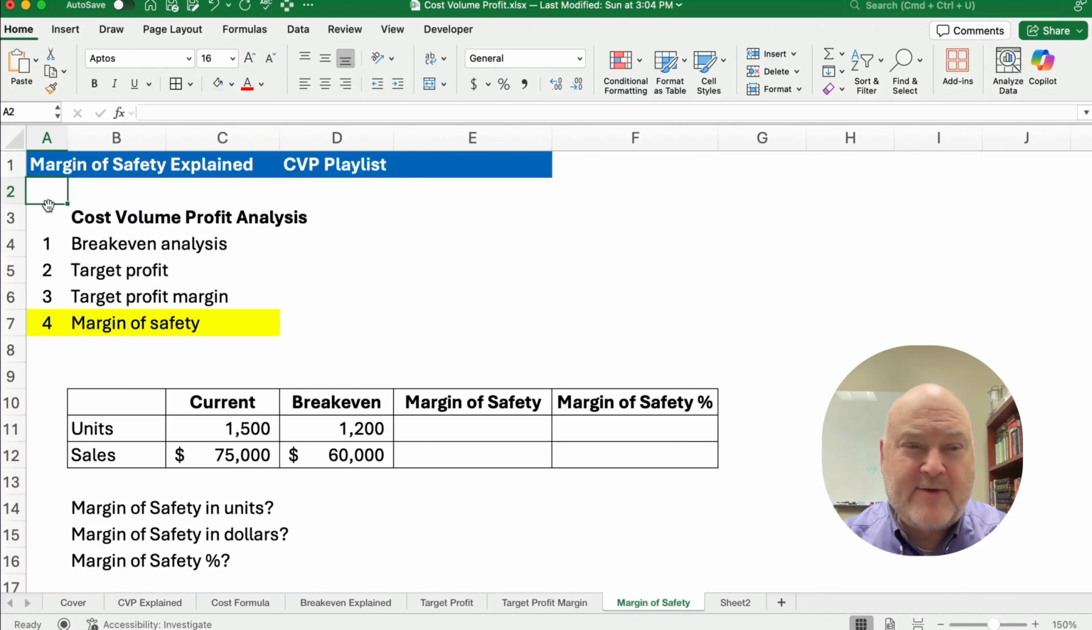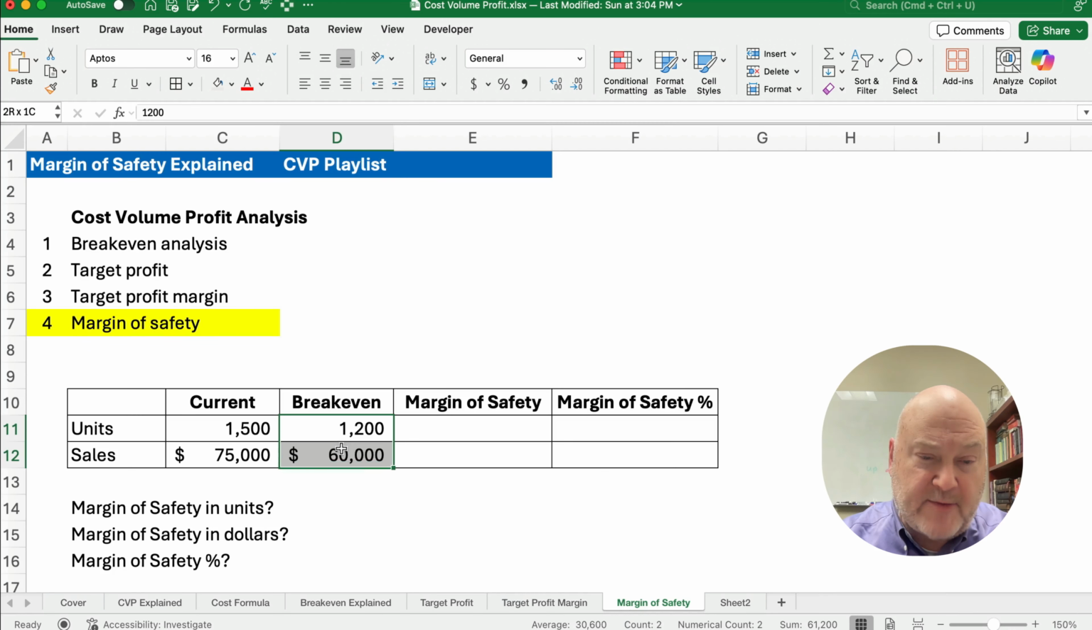Hello and welcome. Today we're working on the margin of safety in cost volume profit analysis. This is part of our cost volume profit playlist, and so we've done break-even analysis and target profit margin, but this is margin of safety, and it's really very simple. Now, you only have margin of safety if you're above the break-even point.